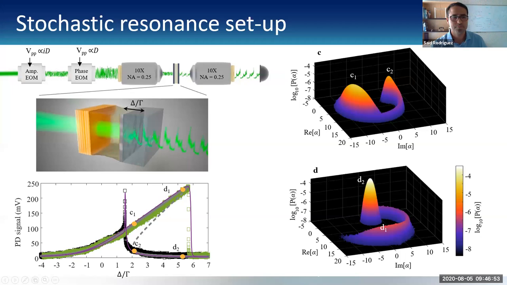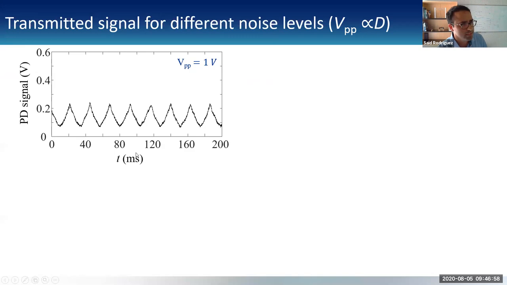All right, so let me show you the measurements now. These are measurements of the transmitted light through our cavity as a function of time for a constant power, and I'm gonna vary the peak-to-peak voltage that I give to the modulators, which is proportional to the standard deviation of the noise. In this case, I have a relatively small voltage. This is very small, it's close to zero. And you have just the transmission of the light, this kind of ramp, and this triangular ramp is what we do with one of the mirrors.